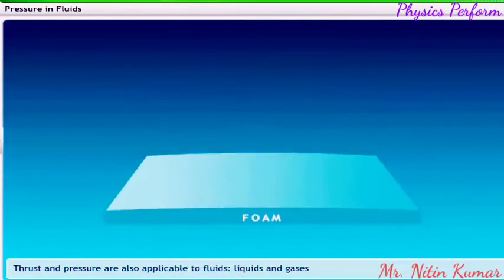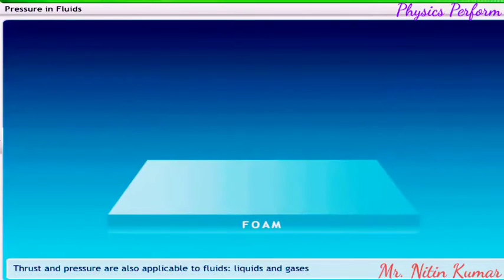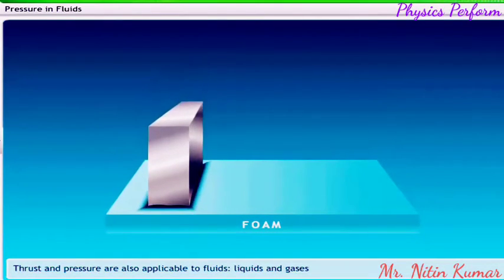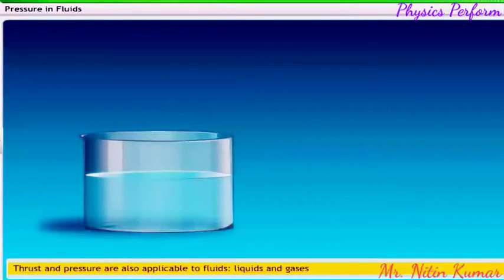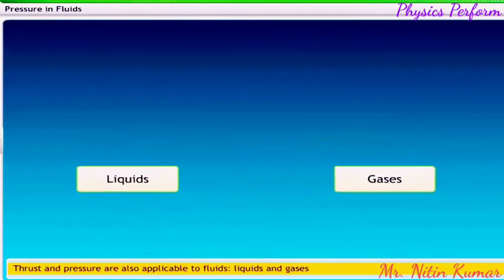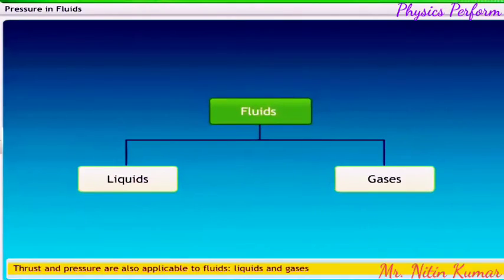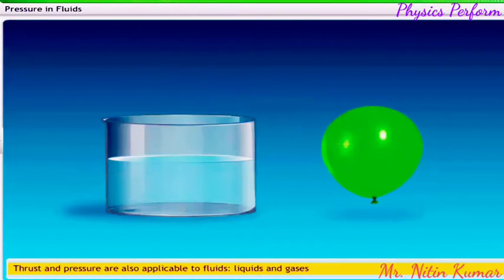So far, we looked at the examples of thrust and pressure in solids. However, thrust and pressure are equally applicable to the other states of matter, liquids and gases. Liquids and gases are collectively referred to as fluids, since all fluids have the tendency to flow. Like solids, fluids also have weight, and this weight exerts a force on the walls and base of a container.